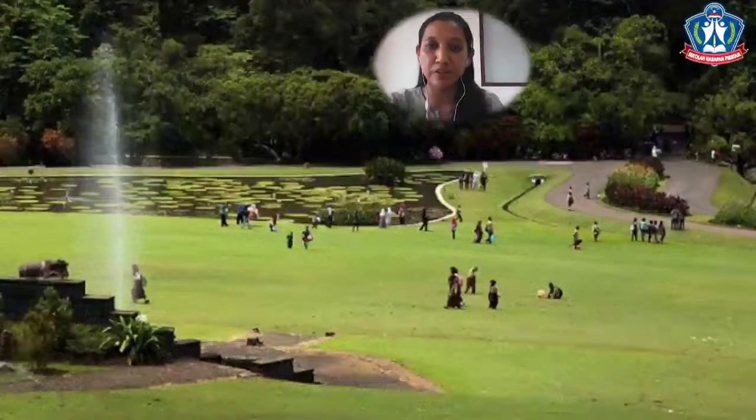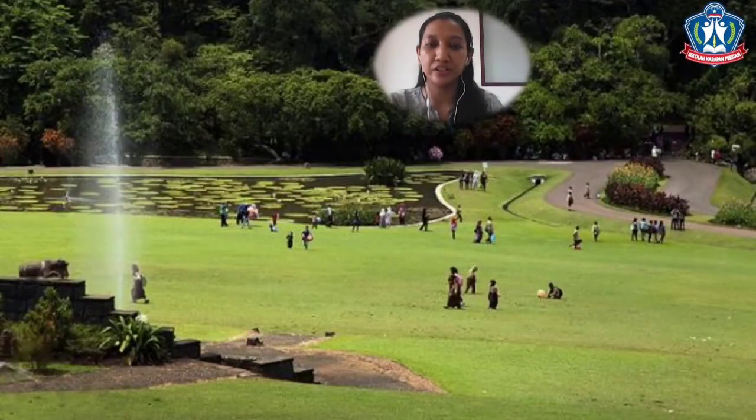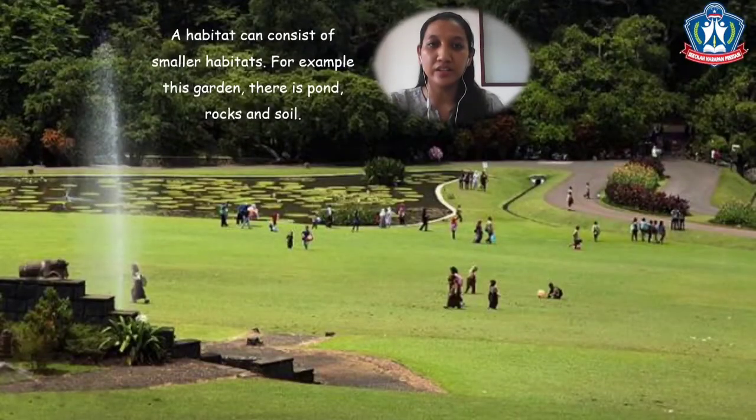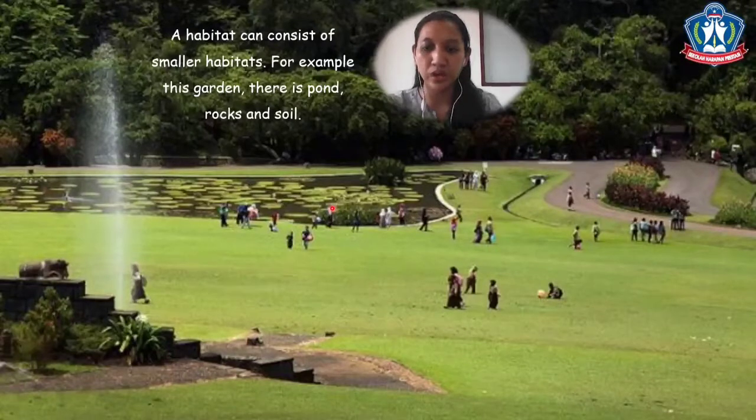Now friends, can you take a look at this picture? The garden here is a habitat that consists of smaller habitats. For example, we can see here there is a pond, and then rock, and also soil. In the pond here, there are some living things that live here, for example, fish, tadpoles, and water plants such as water lily and lotus.